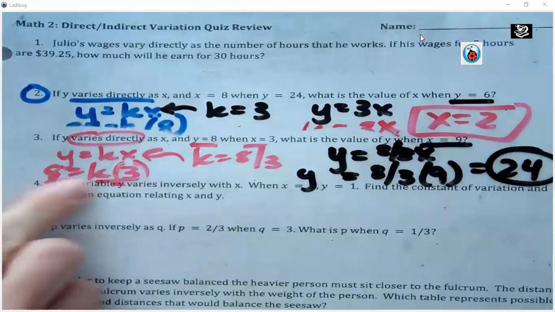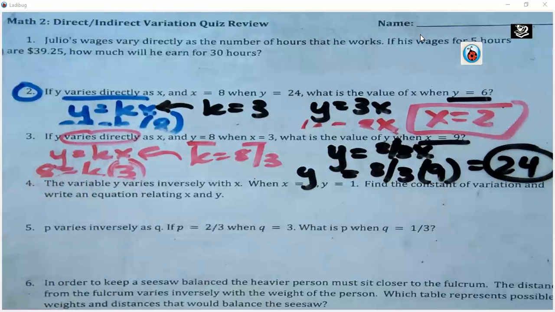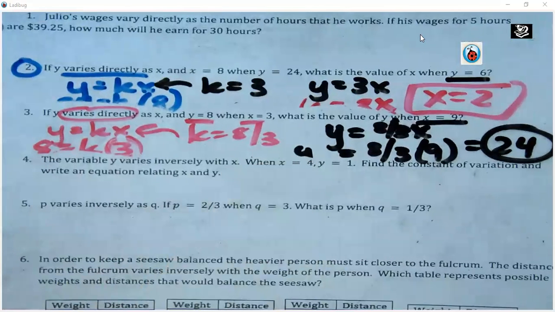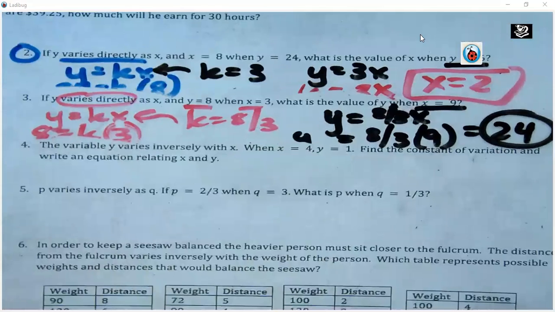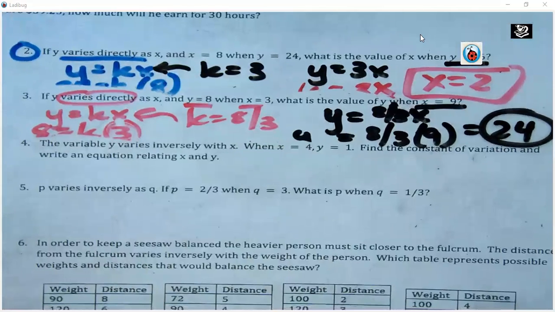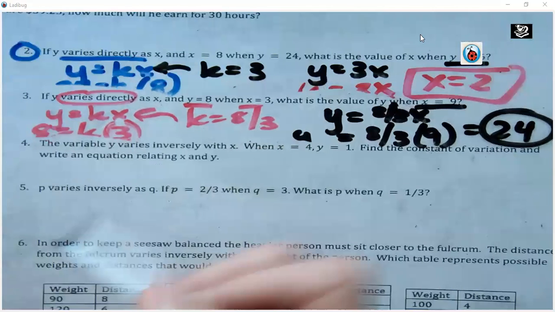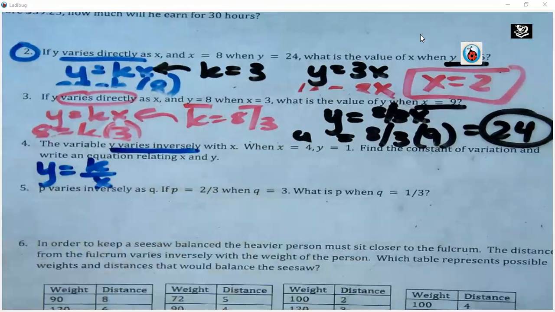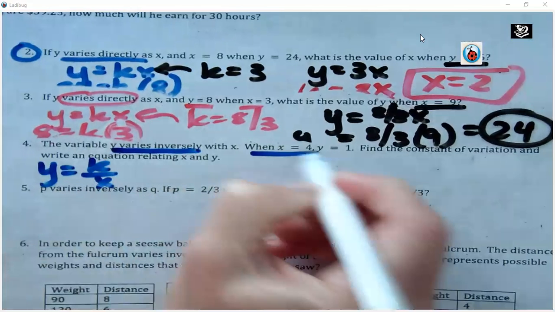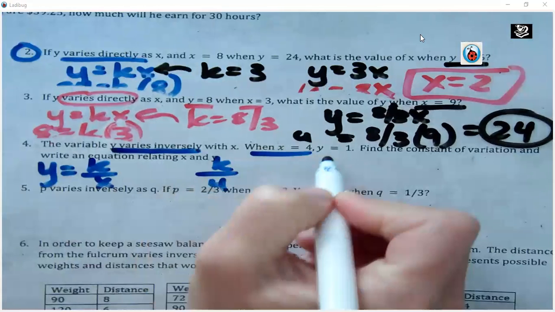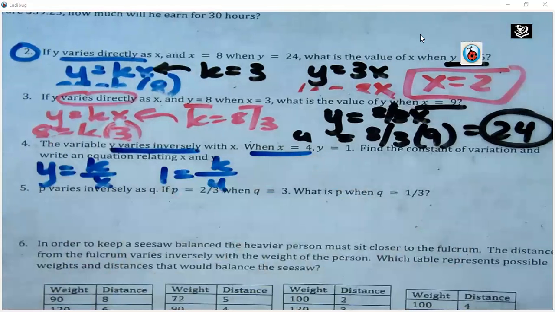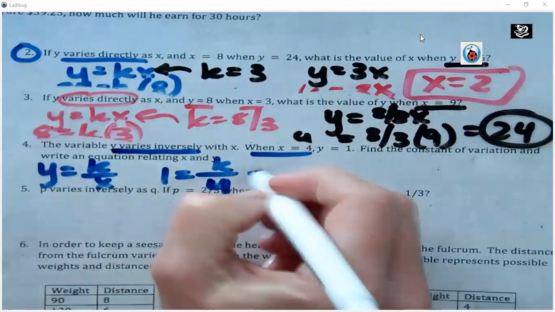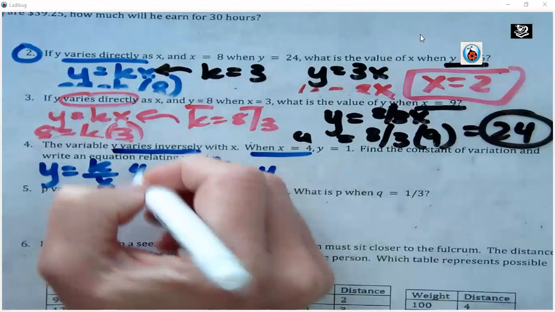The variable y varies inversely with x. When x equals 4, y equals 1, find the constant of variation for an equation relating x and y. What's important on this one? It's inversely. So that one's y equals k over x. X is 4 and y is 1. What do I have to do to find k on this one? Multiply both sides by 4. Very good. So I get k equals 4.